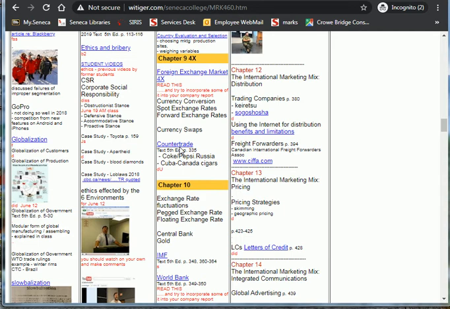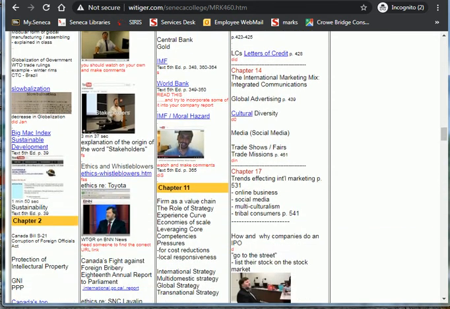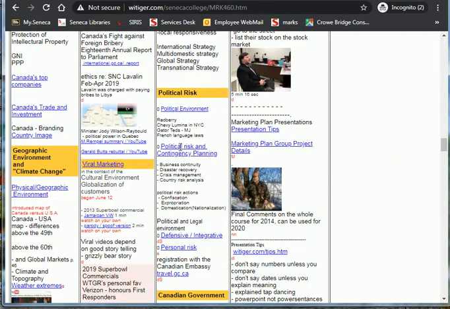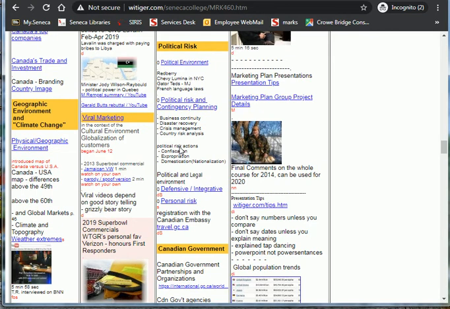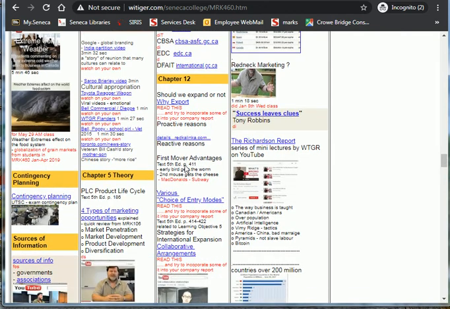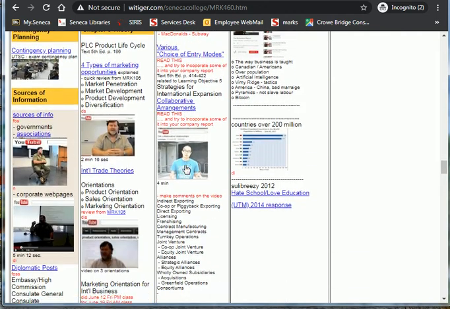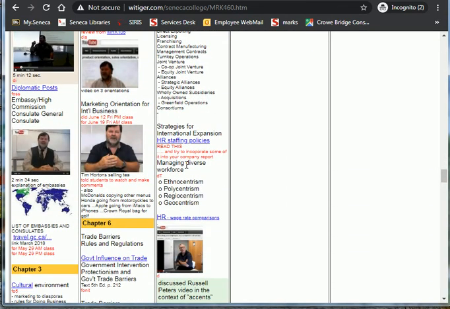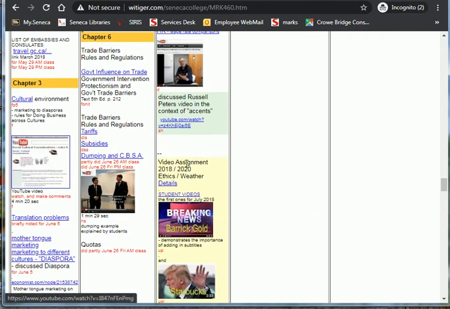Then we'll talk about the foreign exchange market and counter trade, how you can trade baseball gloves for cigars and other things like that. World Bank and the IMF, we'll talk about political risk and contingency planning. This is a big thing about personal risk, registering at the Canadian Embassy, traveling overseas, government agencies, why export, collaborative arrangements. We'll talk about HR staffing policies, things that affect you.